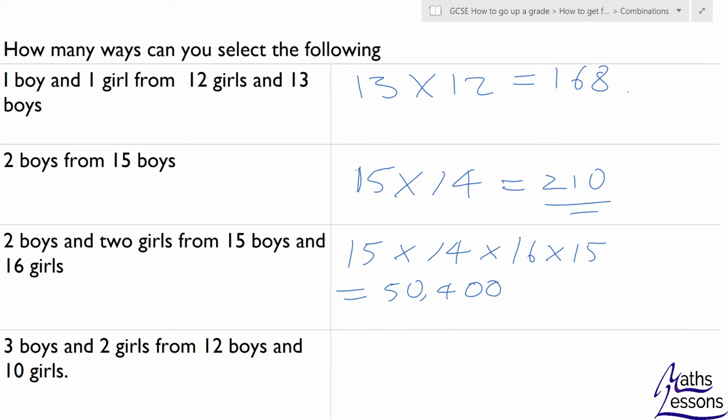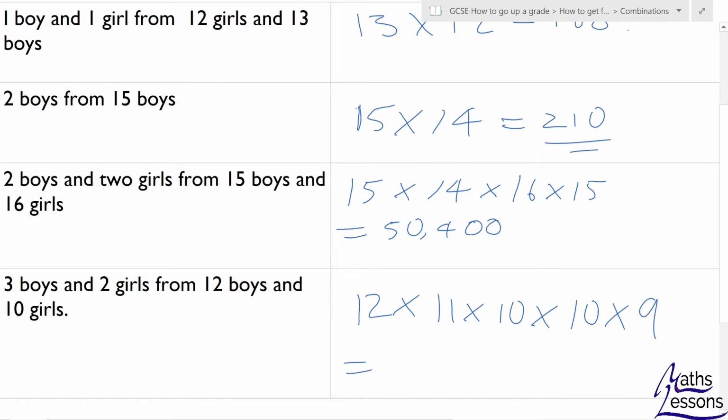Okay, so follow the pattern. There are 12 boys to choose from for the first boy. Second boy we can choose from 11 once we've chosen the first boy. And the third boy we can choose from 10 once we've chosen the first 2. And then there's 2 girls. We're going to choose the first one with a choice of 10 and then the second one with a choice of 9. And when you work that all out, we're going to get 118,800 possible ways of selecting those boys and girls.